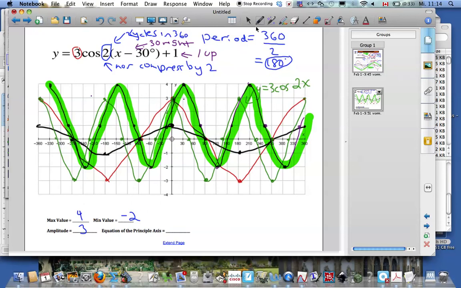The equation of the principal axis is always your central axis. When we graph the parent function, it's the x-axis, but since you see that you have gone 1 up, the equation of that middle axis is now y equals 1. So it's basically the center line. Hopefully that helps with the transformations, and now you can go practice.